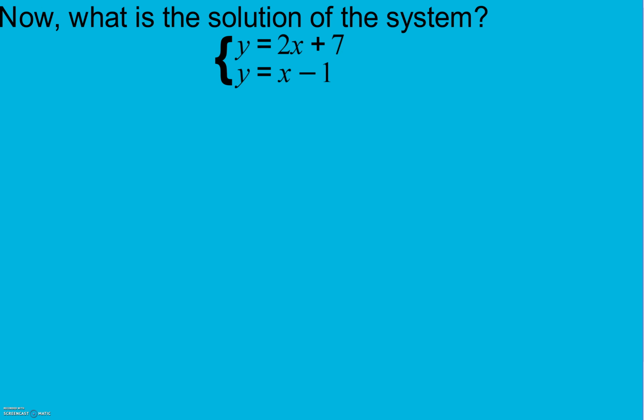Okay, so this one looks just a little bit different in that both equations are solved for y. Y equals 2x plus 7 and y equals x minus 1. It doesn't matter which one, but I'm going to use the top equation to substitute into my second equation. I know that y is 2x plus 7, so I'm going to substitute that in for y. Now my y, instead of being a y, is this 2x plus 7. But the rest of my equation stays exactly the same.